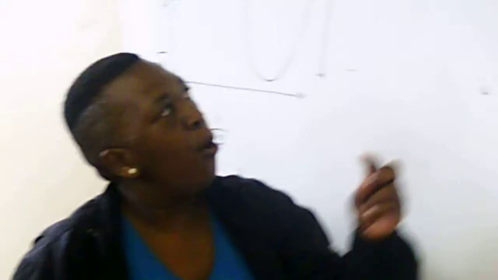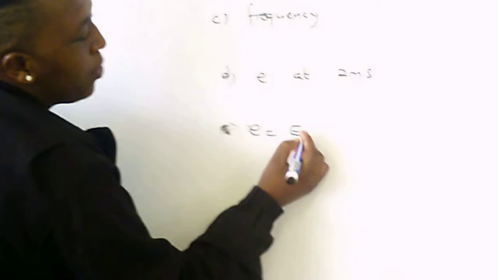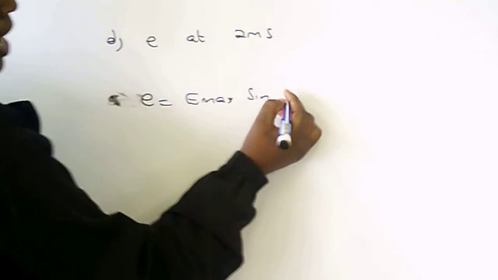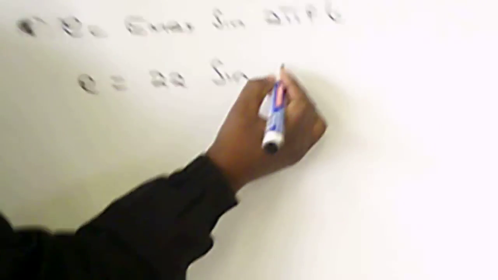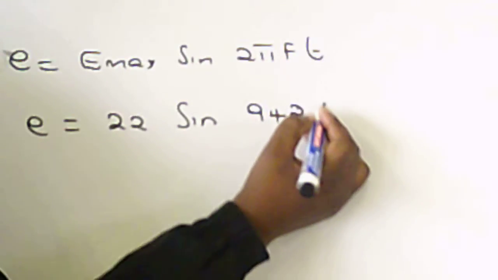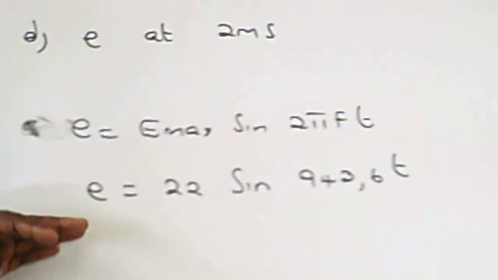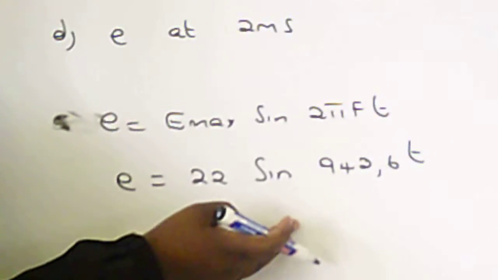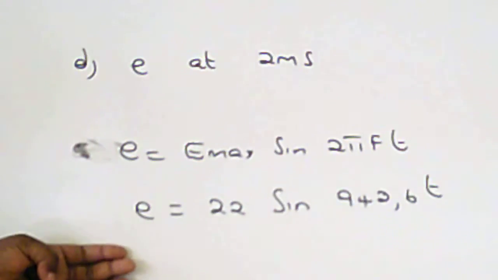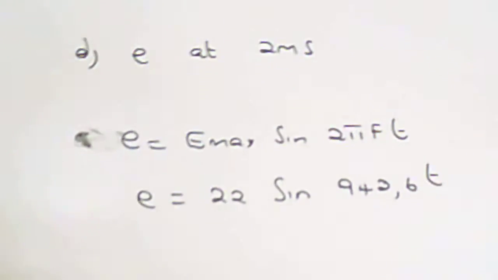You must remember your original formula. Take the original formula: E is equal to E maximum sine 2 pi ft. Below the original, write what is given. It's E is equal to 22 sine 942.6 t. So that we are able to see what E maximum stands for, and what 2 pi f is equal to. It's easier in that way, you never get it wrong because this is representing the original.